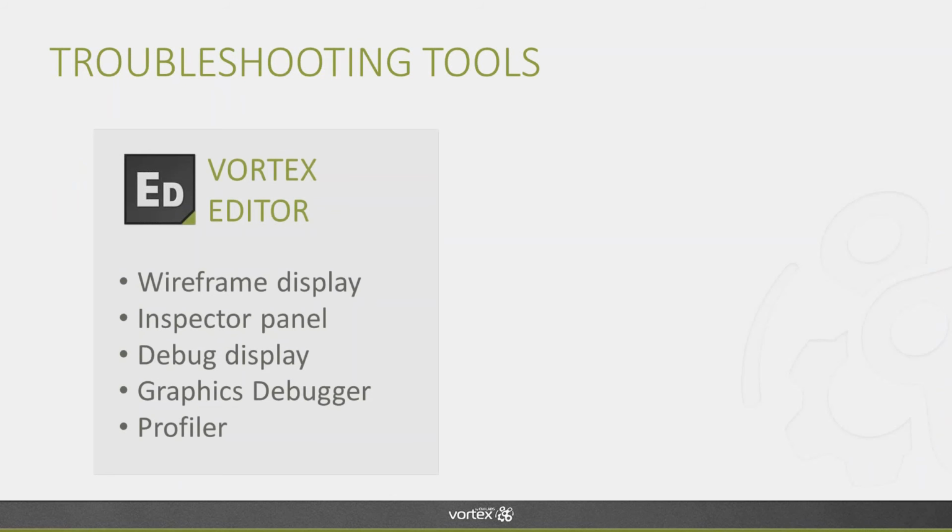All right, so if we jump into troubleshooting specific tools in the Vortex Editor. In the Vortex Editor, you're going to have 5 tools that are really for troubleshooting steps of simulation. So the Wireframe Display, the Inspector Panel, and the Debug Display, which are the 3 ones we'll be focusing on today. You also have the Graphics Debugger and the Profiler tools, but these are a bit more targeted towards optimization, which we'll cover in our next Vortex University webinar. They are fairly extensive tools, so we'll take a full hour to look at them.